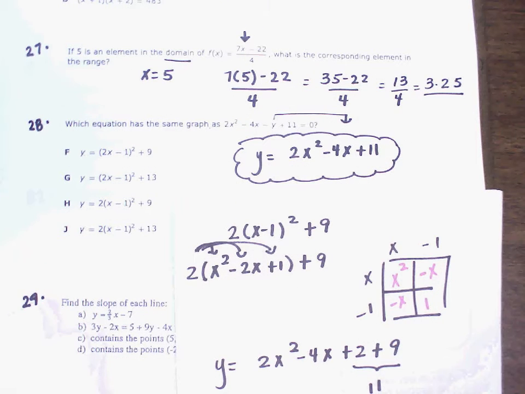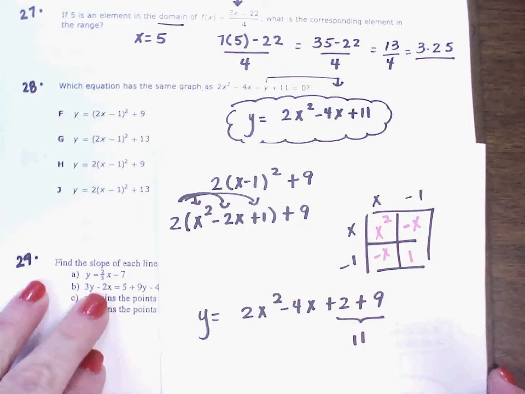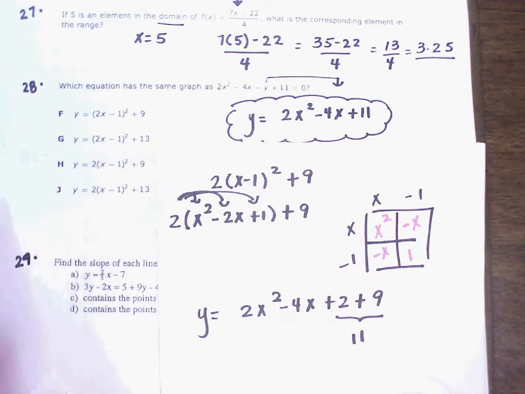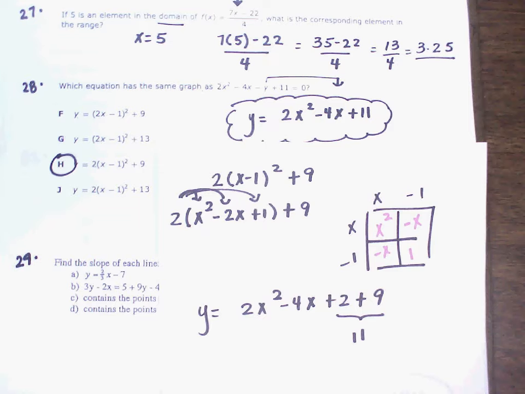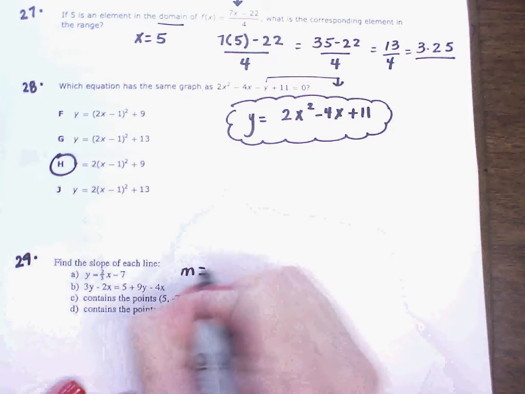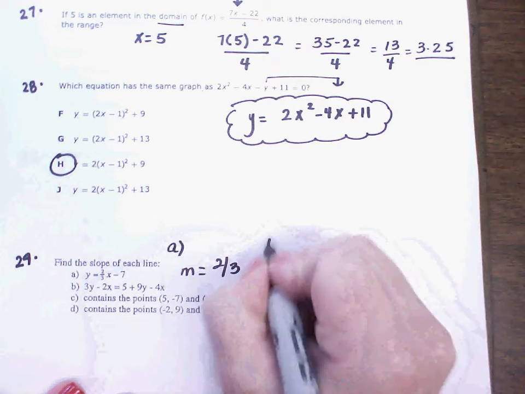Drop the mic. You can't see it, darn it. And there it is. 2x squared minus 4x plus 11. 2x squared minus 4x plus 11. So the correct answer was H. All right, next one. Find the slope of each line. All right, well, for the first one, it's 2/3. That was A.